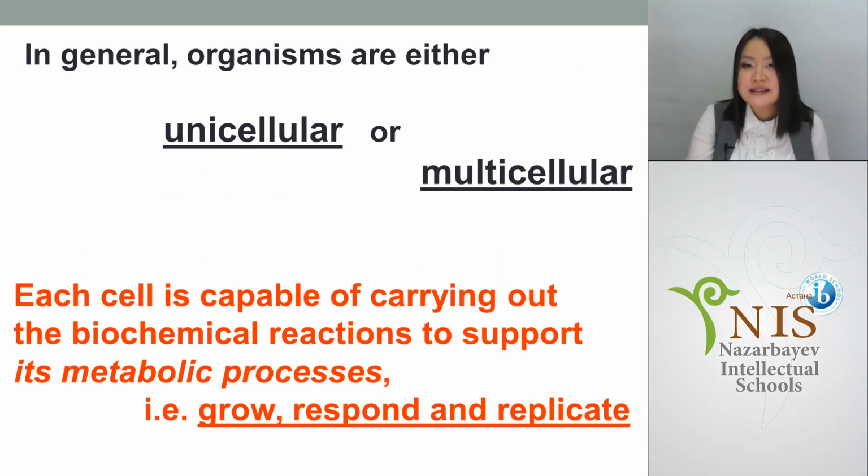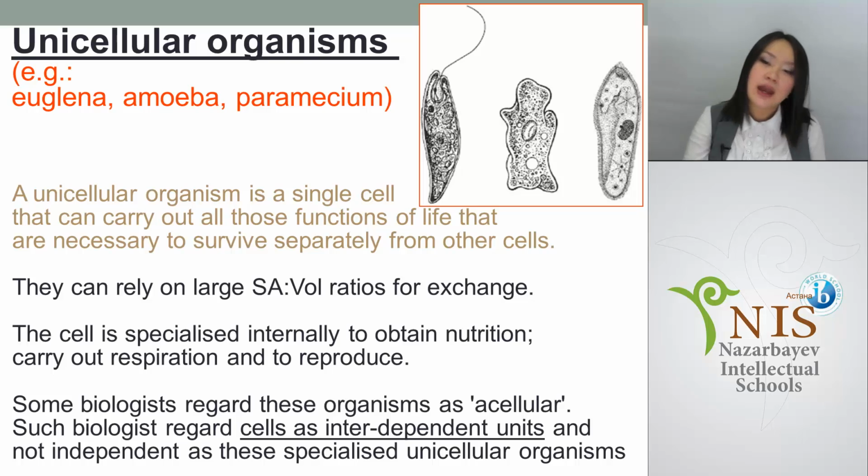In general, organisms are either unicellular or multicellular. Each cell is capable of carrying out biochemical reactions to support its metabolic processes, for example, grow, respond, and replicate. If we look a little bit deeper into unicellular organisms, in this picture you have very good examples: euglena, amoeba, and paramecium.